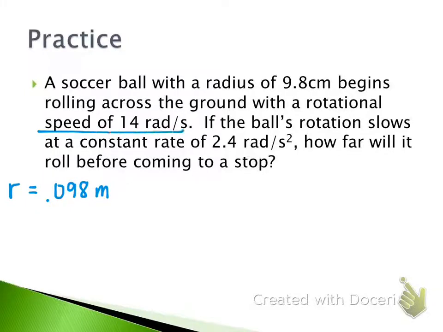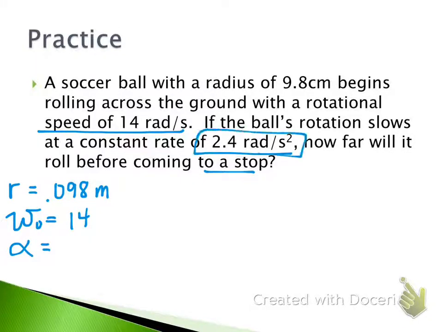Rotational speed. What variable does that mean we're looking at here? Yeah, our initial velocity, because it's going to come to a stop. So initial is 14. That means alpha is, what do we need to add to that 2.4? A negative. Good. Do you understand why we're adding that negative? We're moving in the positive direction and slowing down, so it'll be negative 2.4. And that means our final angular velocity should be 0.